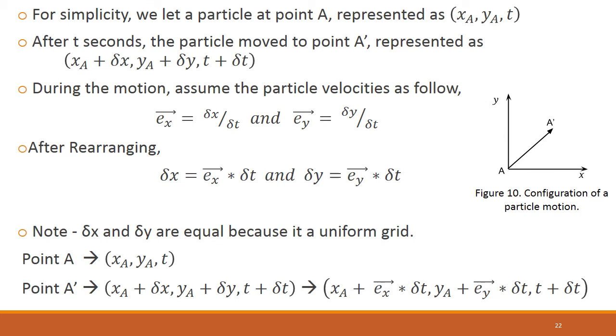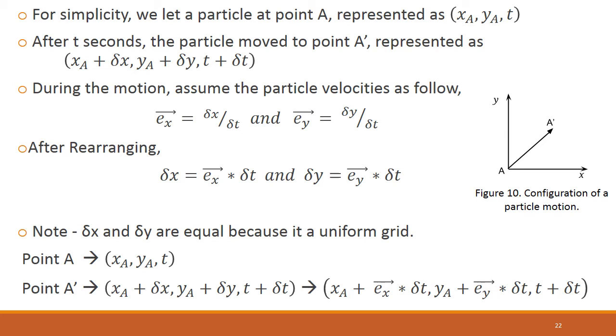So for simplicity, let's put a particle at point A, represented by x, y, and t. We only take on 2D, we're not doing 3D. And after t seconds, it's going to move. So it's going to have x plus delta x, comma, y plus delta y, comma, t plus delta t.